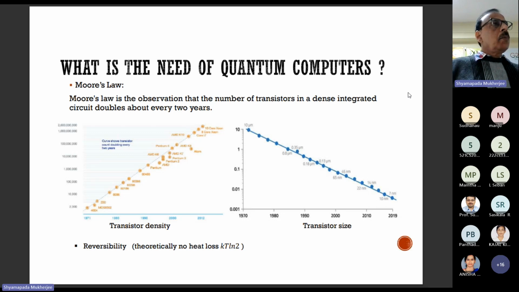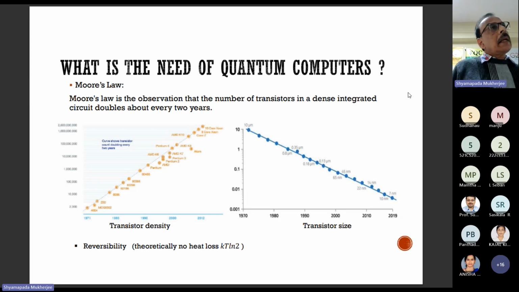When either 1 or 0 is erased from the memory of the computer, then kT ln2 amount of heat is lost to the environment, where k is the Boltzmann constant, T is the absolute temperature, and you know what ln2 is. This formula has been derived from thermodynamics, relating to heat loss.